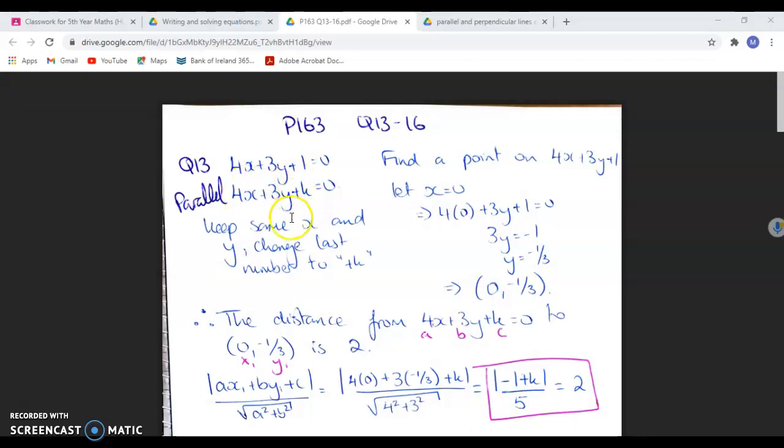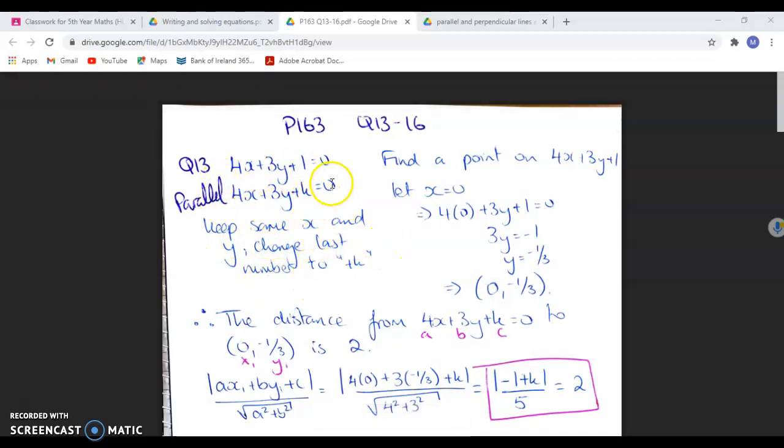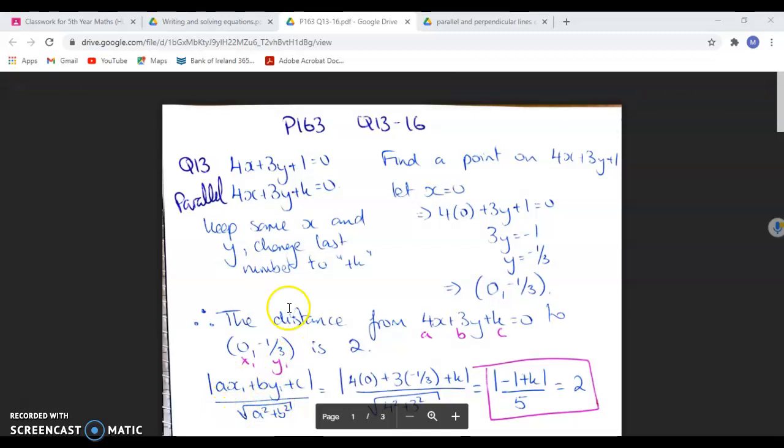Okay, so I keep my x's and y's the same and change the last term to a plus k, as we say it there. So that is the equation of any line parallel to this one. Then the next thing I want to do: I know that the distance between this line and this line is 2 units, and my formula, this one, gets me the distance from a point to a line. So next thing I need to do is find any point on this line.